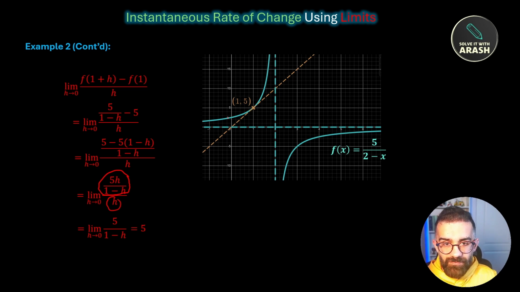So on the graph of this rational function, when I look at the point 1 and 5, that's up here, and the tangent line is shown with this orange dashed line. The slope of this line is going to be 5, and that's what we found by calculating the instantaneous rate of change using the limits.